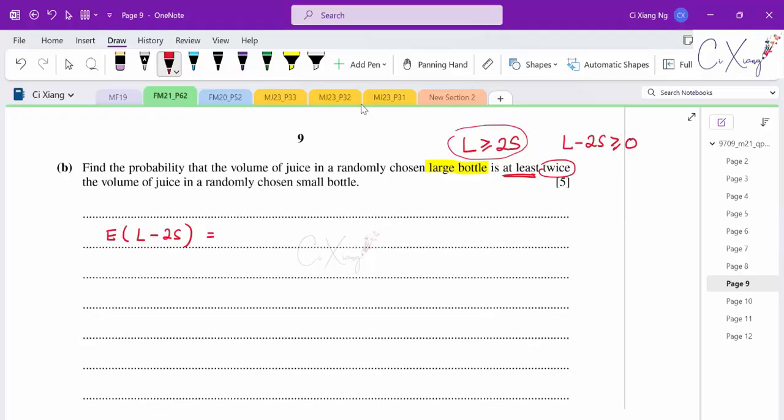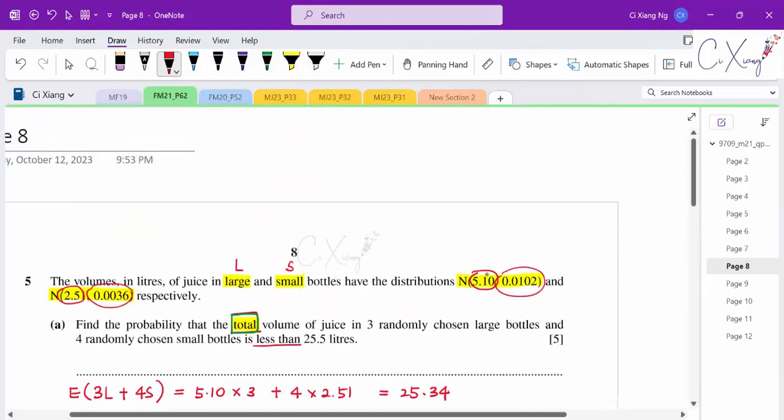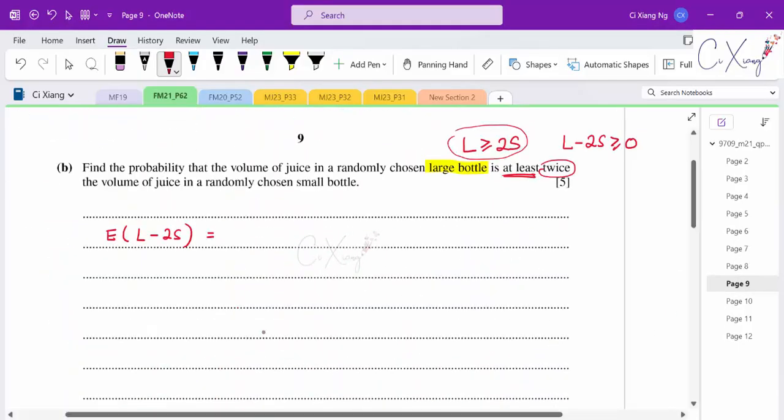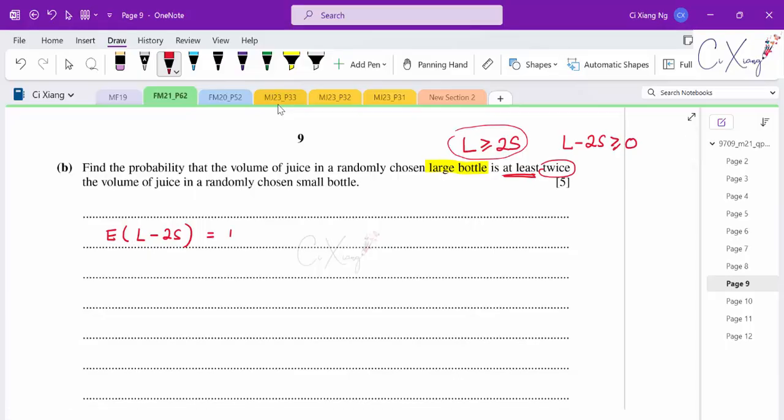Okay, so for L, the mean for L, you can have a look from the question. The mean for L is this one, 5.10, minus 2 times the mean of S. So 2 times the mean of S is 2.51, and you get 0.08.